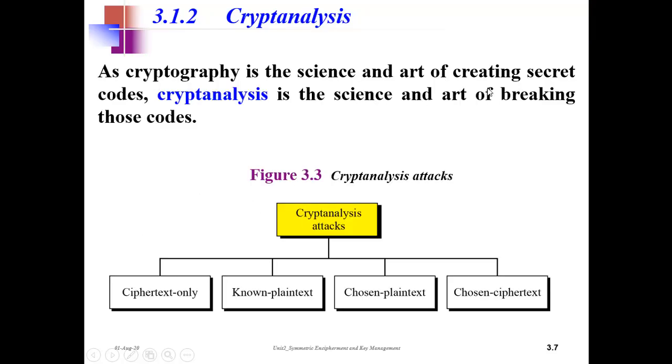Then what is cryptography? Secret writing, or the science and art of creating secret codes. Similarly, what is cryptanalysis? It is the science and art of breaking those codes. That means cryptanalysis is nothing but an attack on cryptography. So what are the types? Ciphertext only, known plain text, chosen plain text and chosen ciphertext.